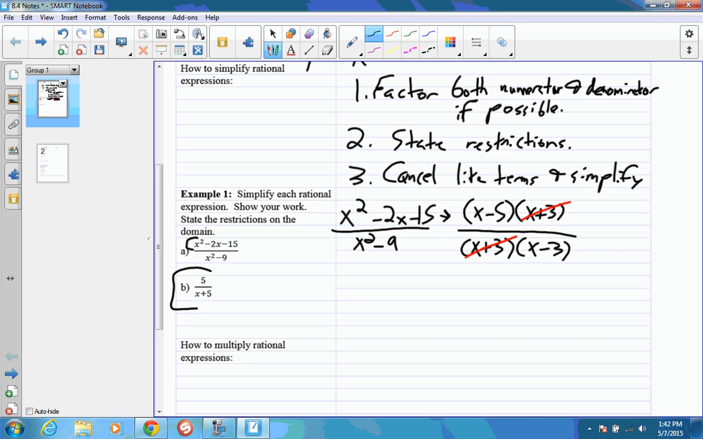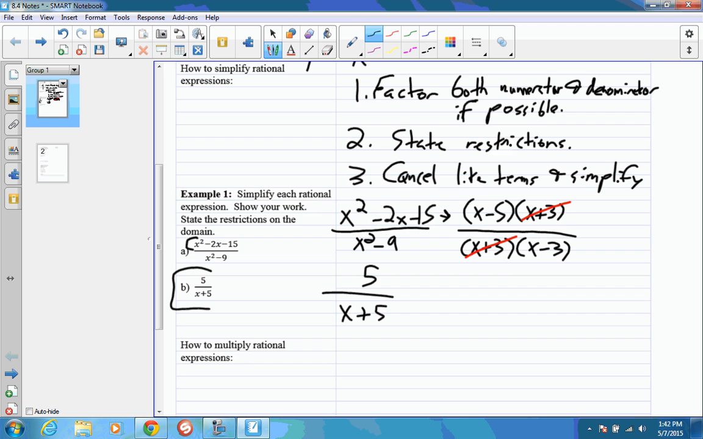Good. B. All right, so what's the first step? Factor. Is 5 a factor? No. Okay, how about x plus 5? Do you know of anything I can pull out of that factor? No, there's nothing to pull out. Good. So the first step says factor, if possible. Factoring's not possible here, so let's skip it.